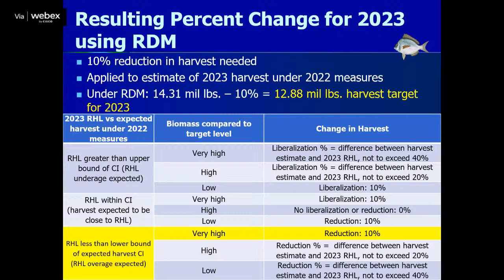So now using the percent change approach, that 10% reduction would then be applied to the harvest estimate for 2023 under 2022 measures. And the RDM estimate for that was 14.31 million pounds. And this is based off the updated values. So if we applied that 10% reduction to that, that would result in a harvest target of 12.88 million pounds.